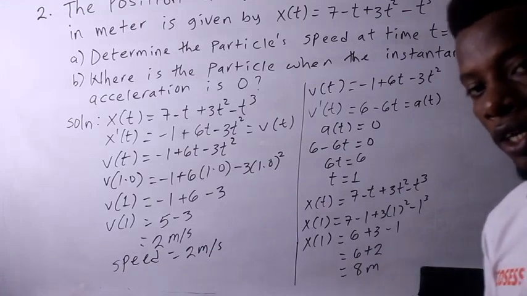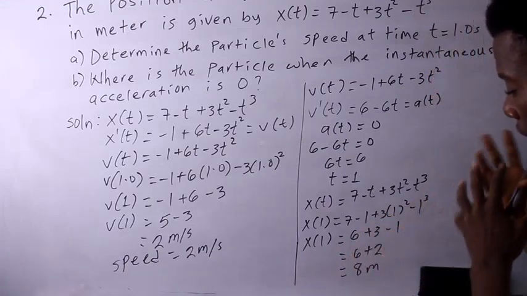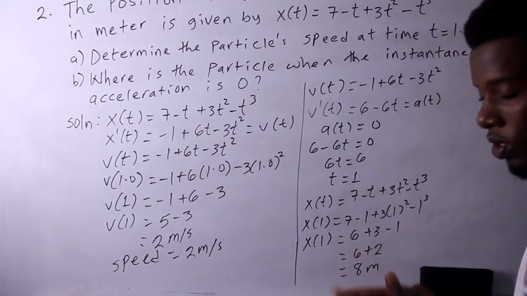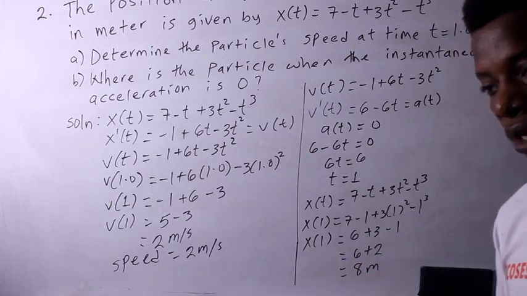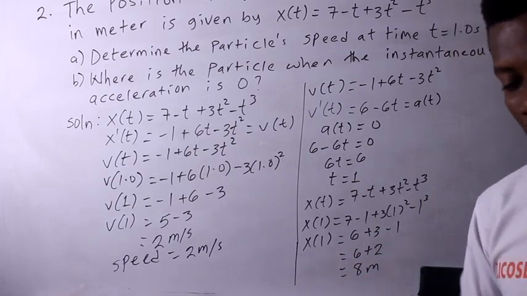So when the instantaneous acceleration is 0, the particle is 8 meters away from its starting point on the x-axis.